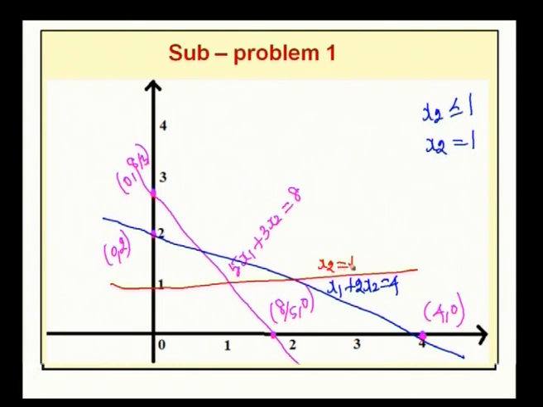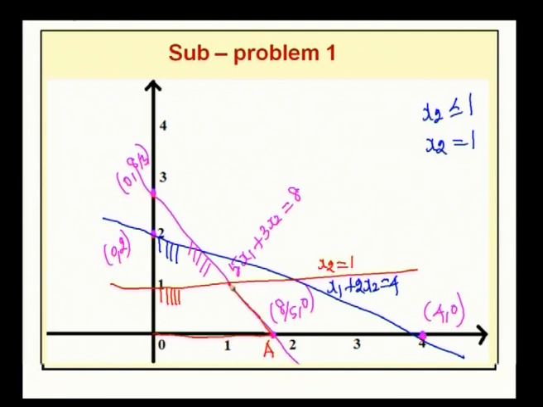So now the given set of constraints is 5x1 plus 3x2 less than or equal to 8. Therefore, our feasible region as far as the curve 5x1 plus 3x2 is concerned is below this one. And for the second constraint, x1 plus 2x2 less than or equal to 4, the feasible region is below this one. And for the curve x2 equal to 1, the feasible region x2 less than or equal to 1 means this one.